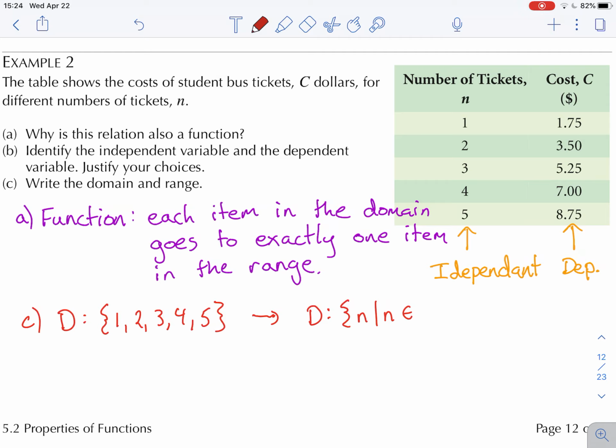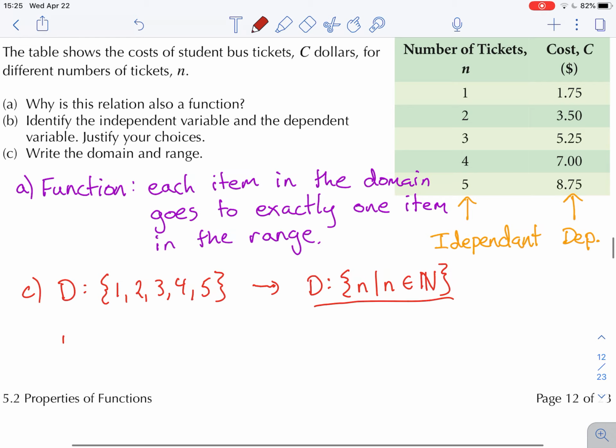We could say our domain is the variable n such that n can be any, well, we could do whole numbers: 0, 1, 2, 3, 4, 5. Or we could say that n is any natural number: 1, 2, 3, 4, 5. This is a better way to write the domain.